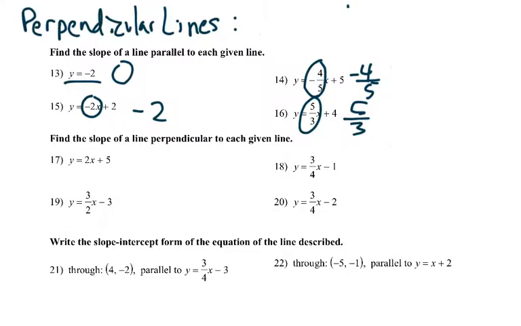Now for 17 through 20, we have perpendicular lines, and the thing to remember about them is that their slopes are opposite reciprocals.